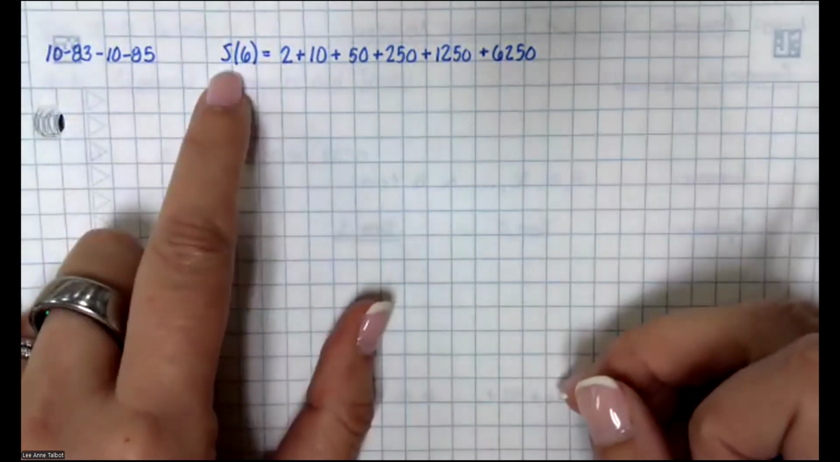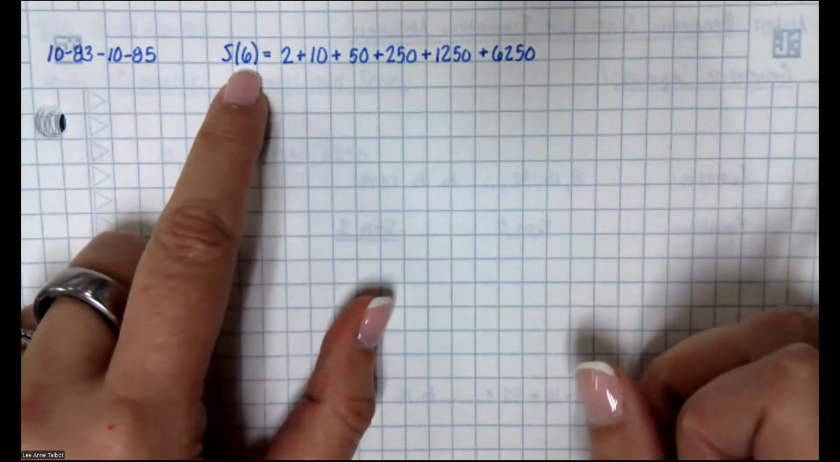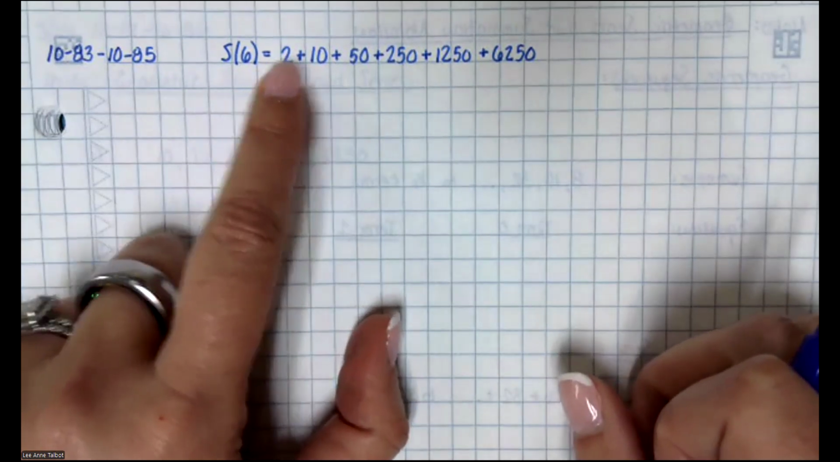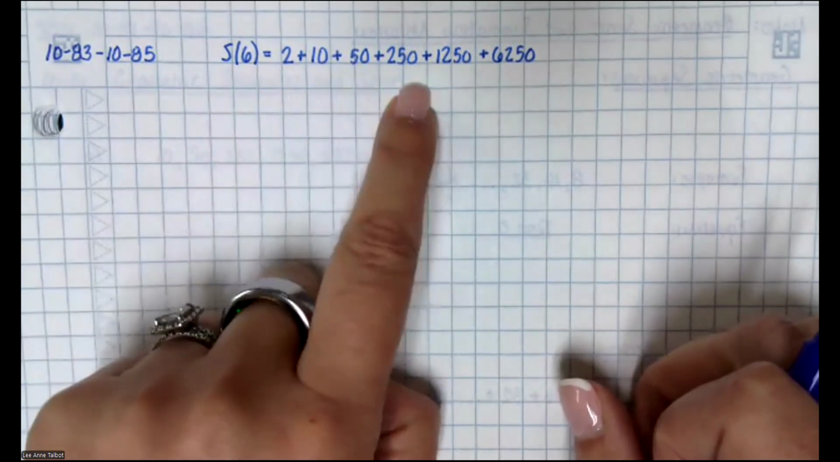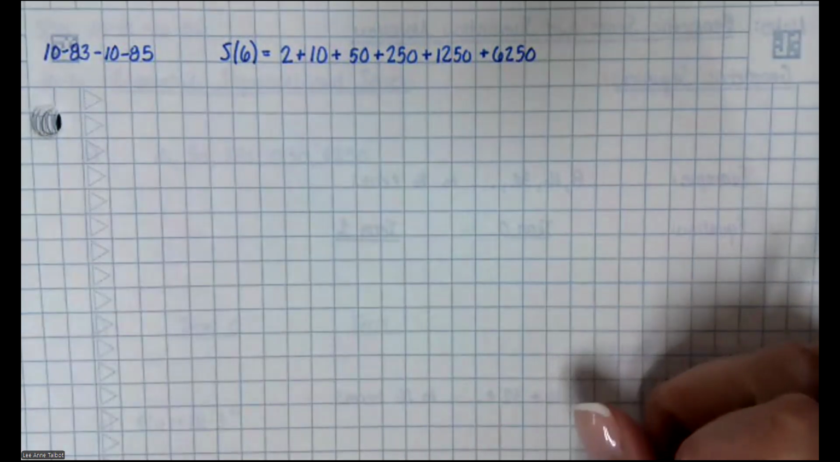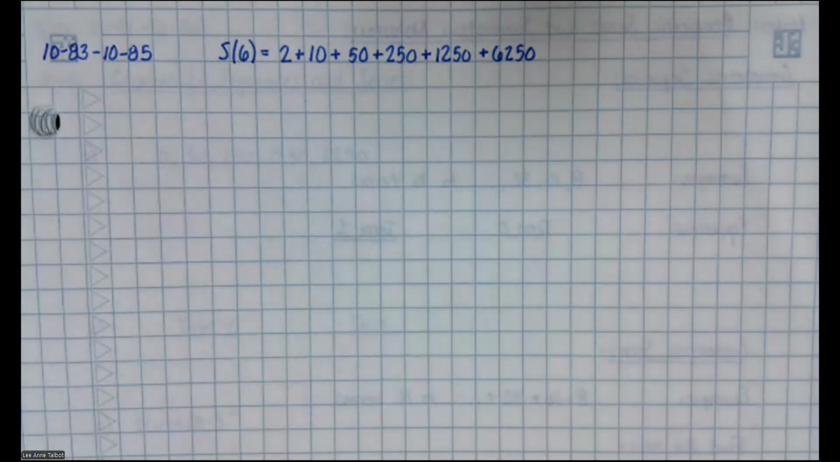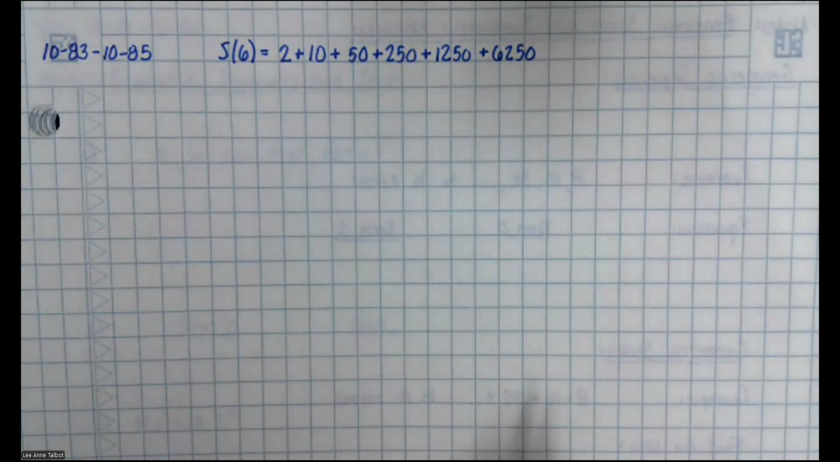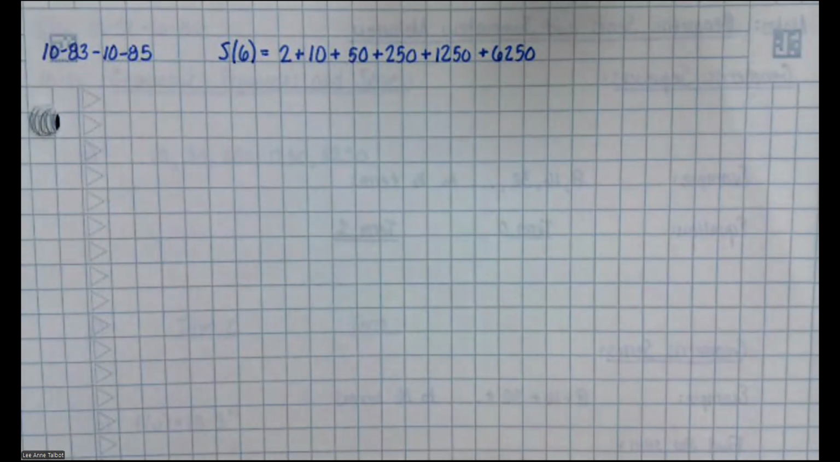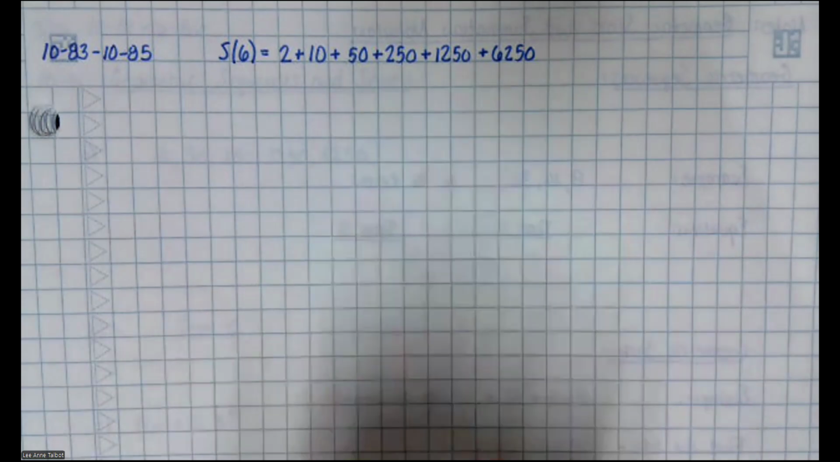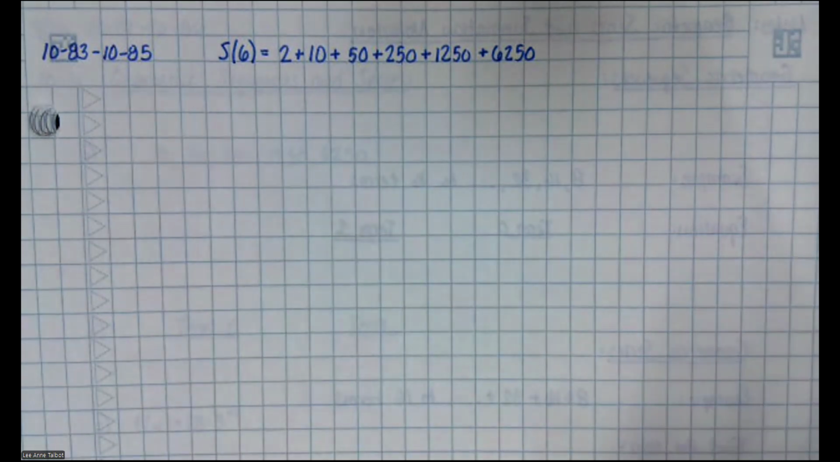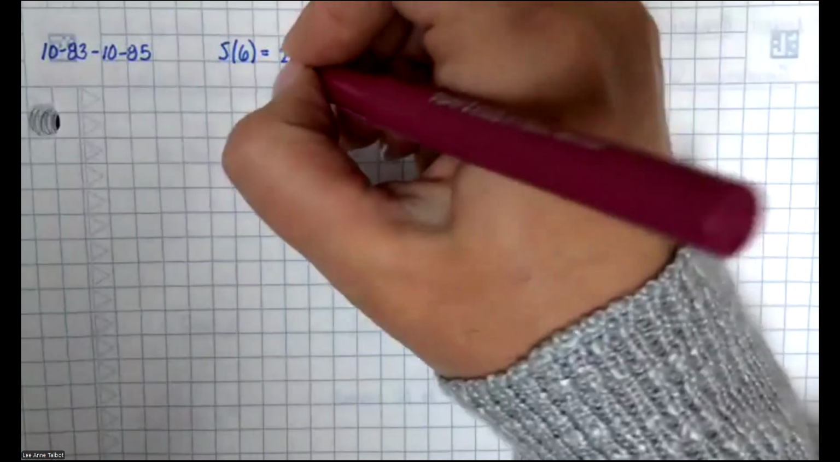So this is saying the sum of 6 terms. Term 1, term 2, term 3, term 4, term 5, term 6. And I have that there for a reason. Okay. First thing I'm going to ask you is what is the multiplier? This is almost the same one we were working with before, right? The multiplier is 5.